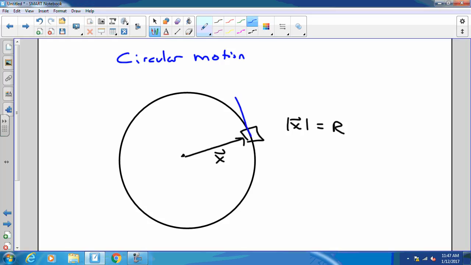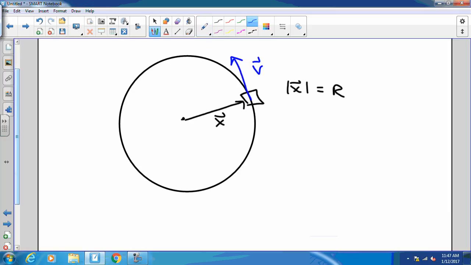When an object is moving along a circle or any other path, the velocity vector will be tangent to the motion. And the most common type of circular motion that we looked at is where the speed of the object, its velocity, is constant, and we call that uniform circular motion.